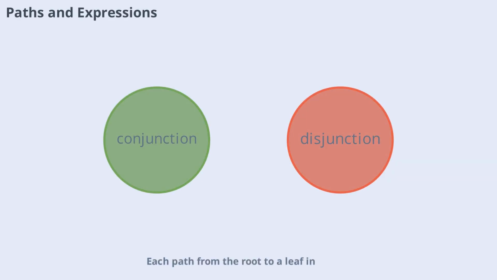Each path from the root to a leaf in a decision tree represents a conjunction of attribute tests, and the tree as a whole represents a disjunction of these conjunctions. For example, a path might test if the outlook is sunny and humidity is normal, or if the outlook is overcast. The tree can be translated into logical expressions, making it a powerful tool for representing complex decision boundaries in a simple, visual way. This logical structure is what enables decision trees to handle a wide variety of classification tasks efficiently.